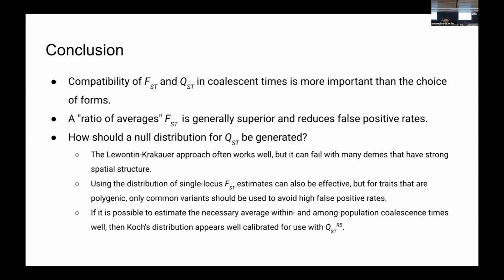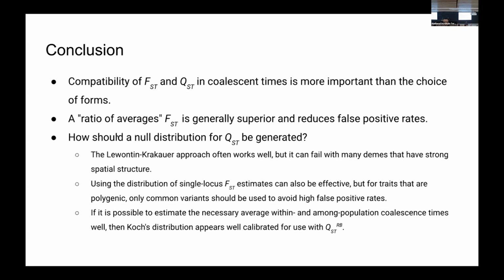So here comes our conclusion. Compatibility of FST and QST in coalescent times is more important than the choice of forms. And a ratio of averages FST is generally superior and reduces false positive rates. Yes, ratio of averages FST is also closer to the true FST that we designed in the simulation models.